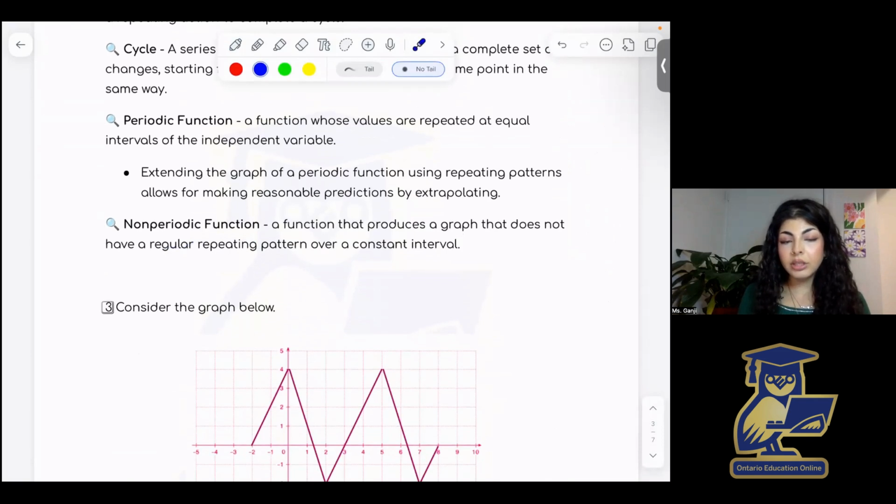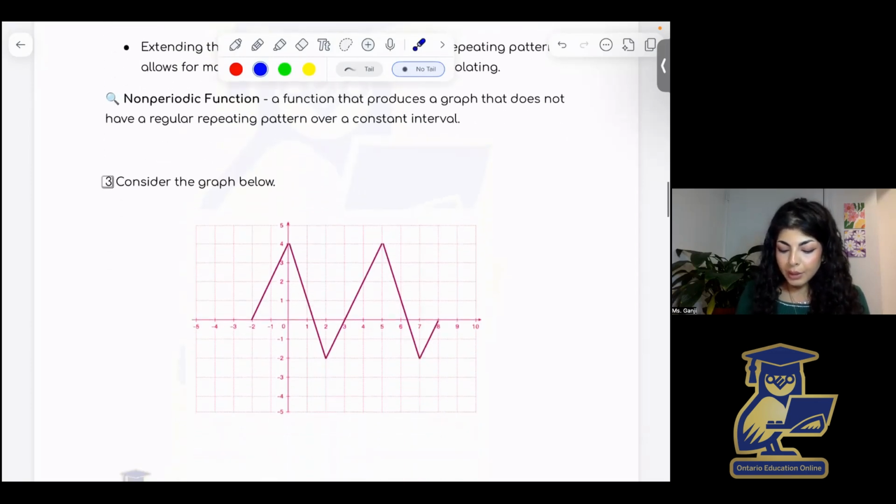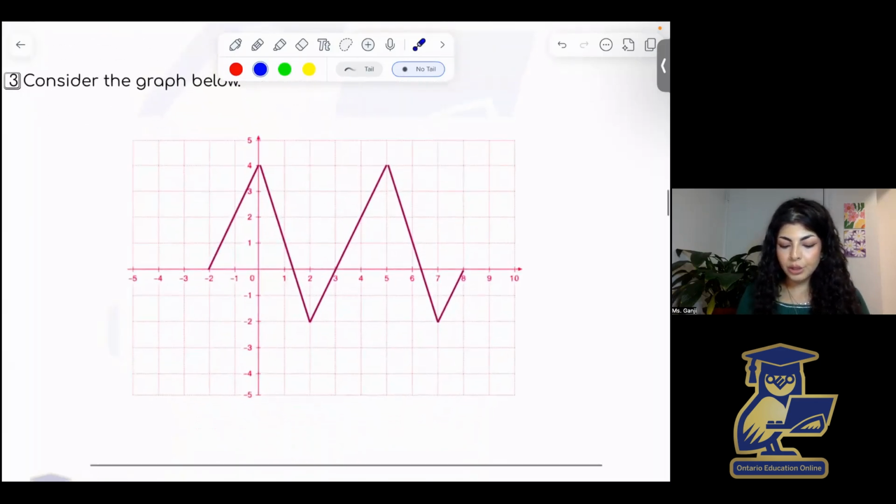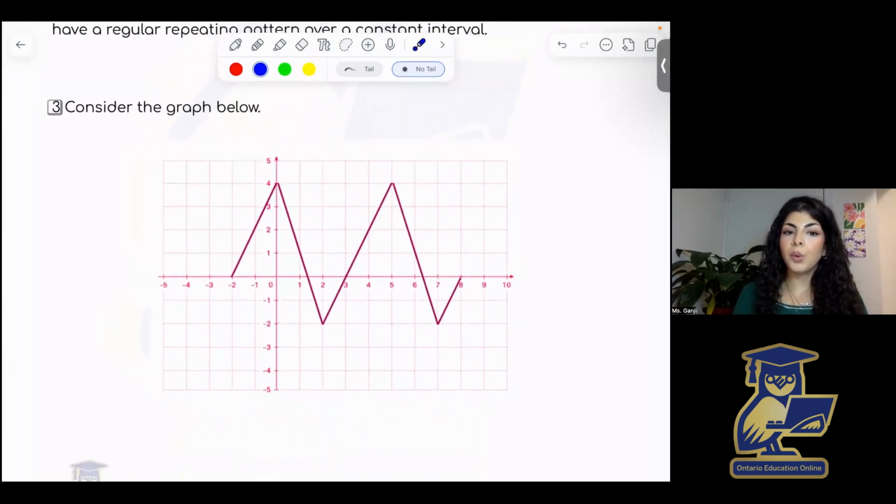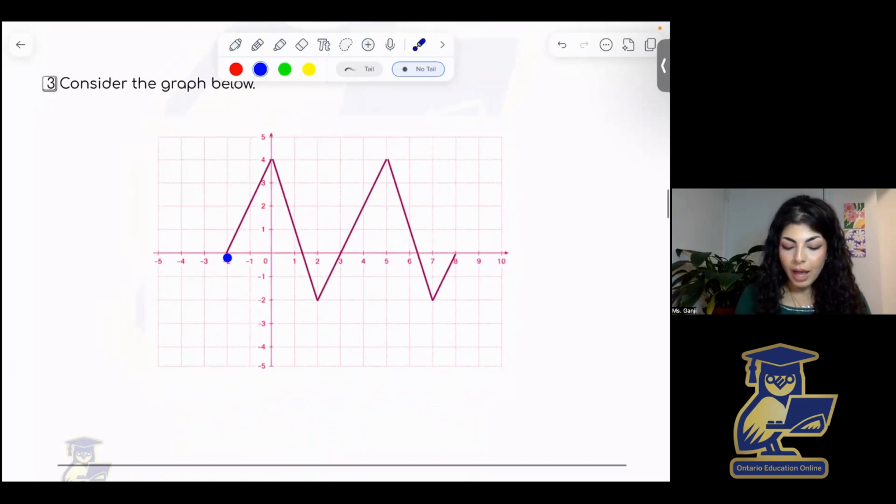Now, non-periodic functions are pretty much a function that has a graph that is not repeating at regular intervals, or just does not have a repeating pattern. So our quadratic function, exponential functions, these are all non-periodic functions. Now consider this graph below, and my first question to you is, is this a periodic function? What do you think? To determine if this is a periodic function, you're looking to see if a specific motion is being repeated over the same equal interval. So I will start here.